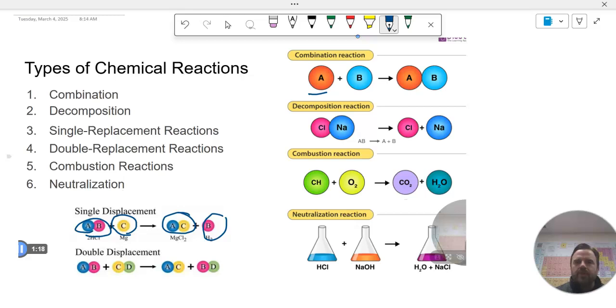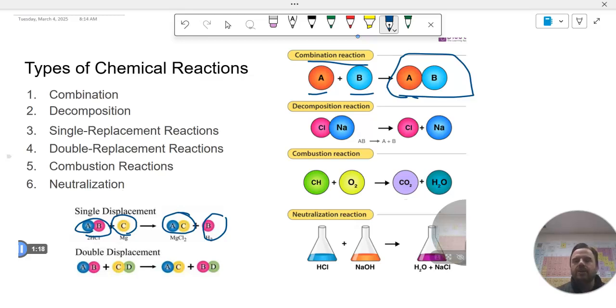Now, we also have some other simple stories. This is 2 people standing on their own that then meet each other, and now they are a couple. This is called a combination reaction. A combination reaction is just 2 different substances that combine to form a compound.